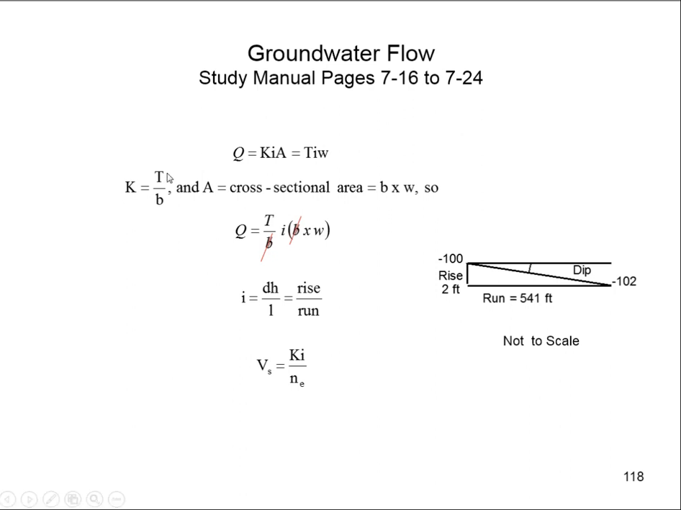We can substitute for hydraulic conductivity, which is T over B, and the B's cancel out, and we're left with transmissivity times a gradient times a width. And these are the two forms of Darcy's law that you may encounter or need to know.